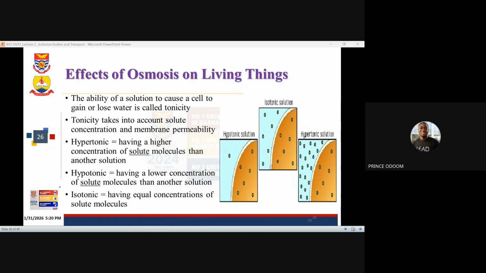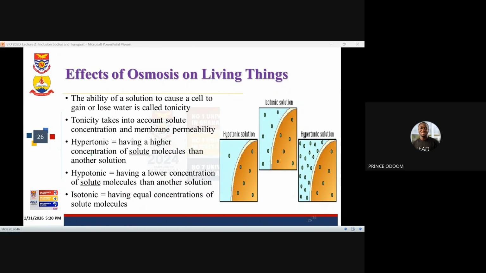Hypo, it means that it is lower. So you have hypoglycemia, hypotension, low blood pressure. Then you see hyper, hypertonic, that is hypertension, high blood pressure, or hyperglycemia, high sugar level. So that is some terminology.